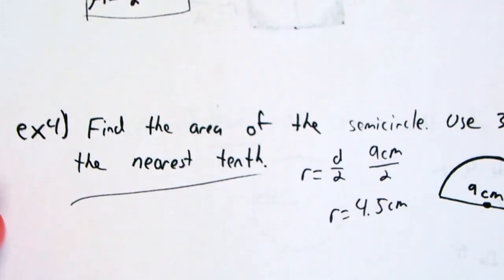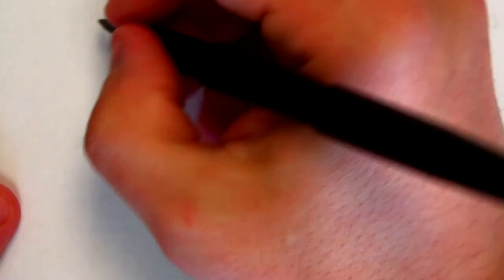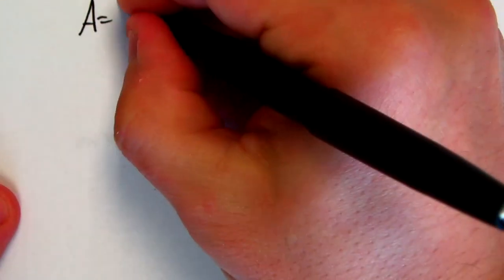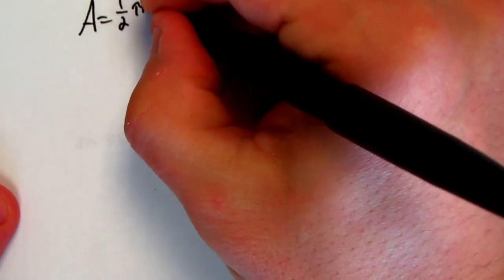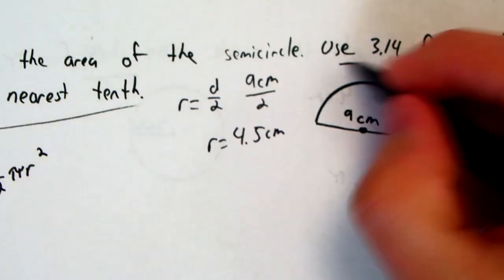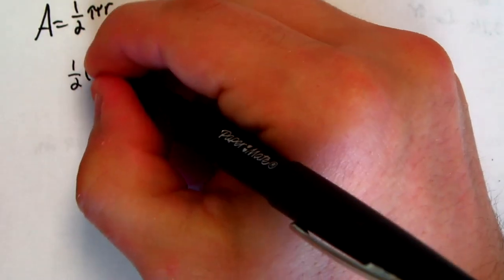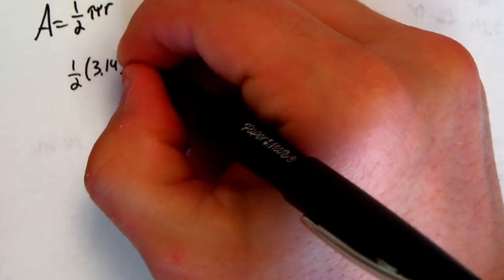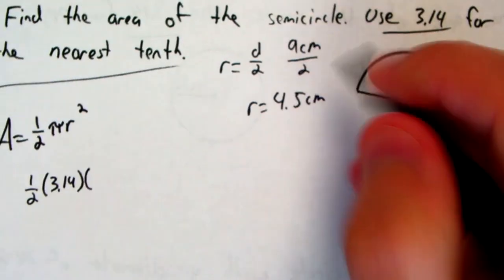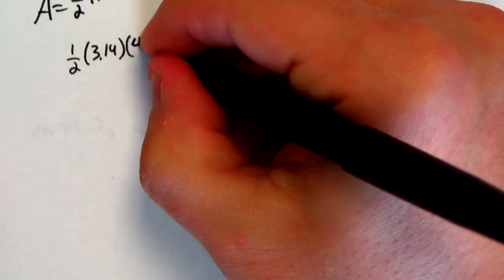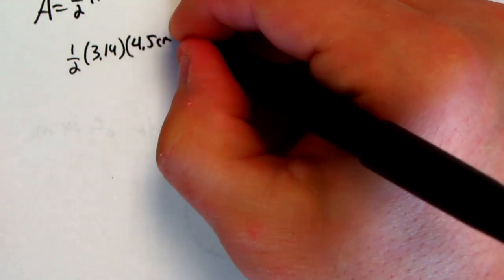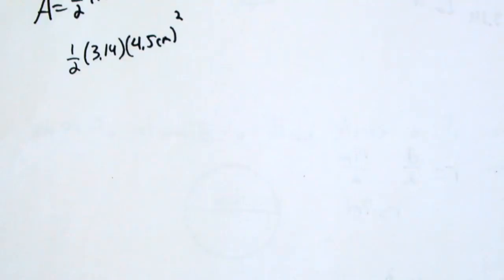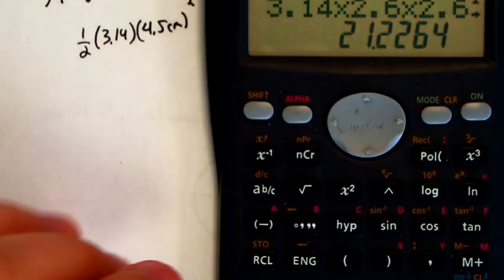So let's use the equation here. Now we're looking at a semicircle, so we want to use this equation here. So we have A equals 1/2 pi r squared. It says to use 3.14 for pi, so I'm going to substitute 3.14 in for pi. And I know that the radius is 4.5 centimeters, so I'm going to substitute 4.5 centimeters in for r.